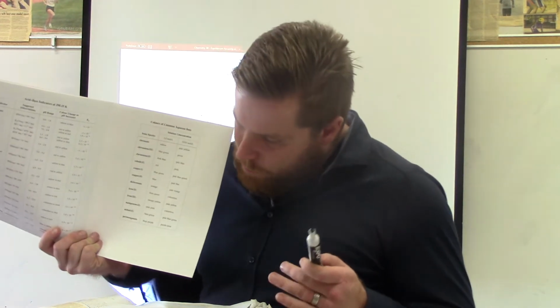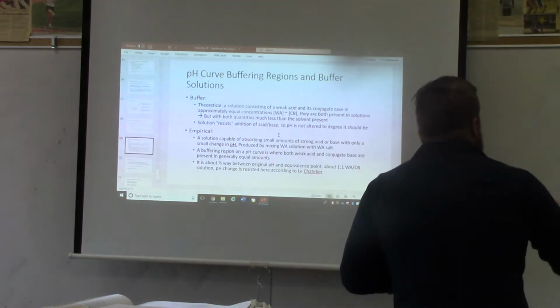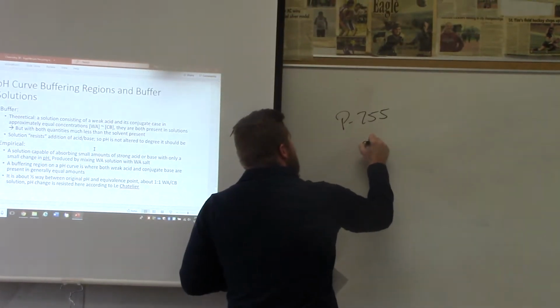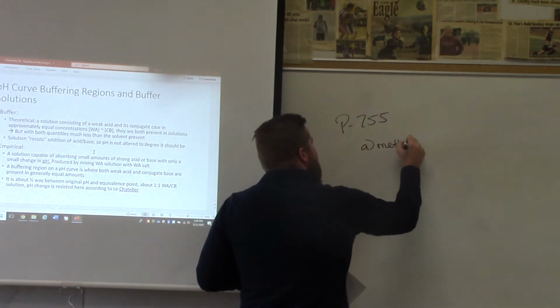Your data booklet with indicators is on page 10. Okay? And label all entities as acid or base. So I'm going to do the first 2. So this is on page 755. And the first one is methyl orange. All right? So this is page 755. And this is A. This is methyl orange.